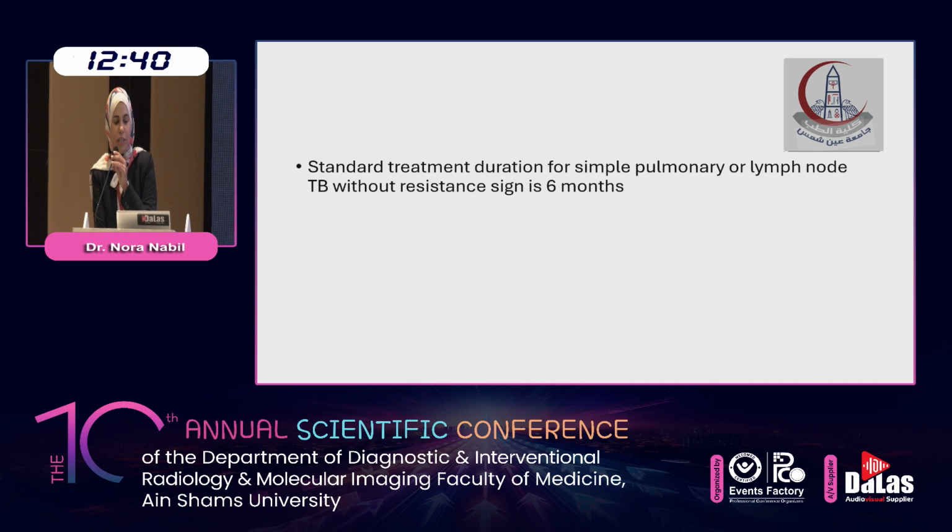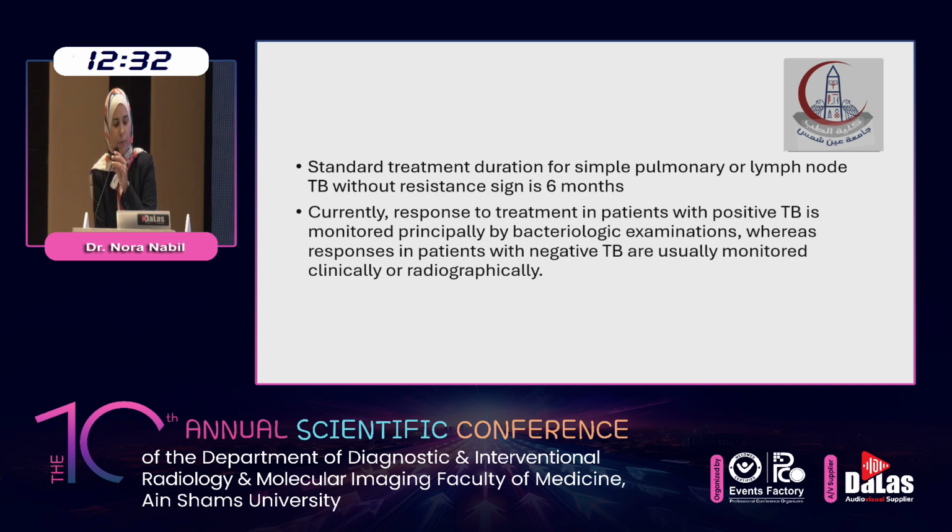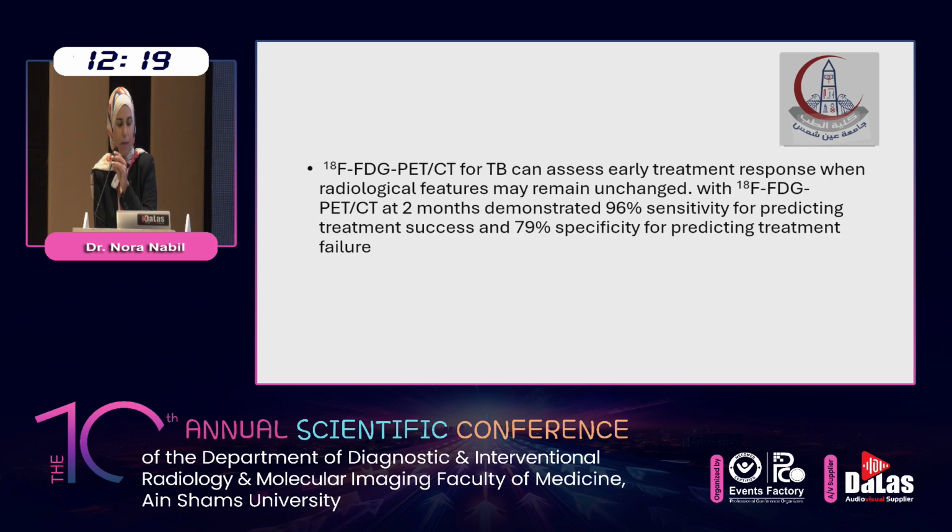Standard treatment duration for simple pulmonary or lymph node TB without resistance is almost 6 months. Currently, response to treatment in patients with positive TB is monitored principally by bacteriological examination, whereas responses in patients with negative TB are usually monitored clinically or radiographically. PET-CT for TB can assess early treatment response when morphological features may remain unchanged, with FDG PET-CT at 2 months demonstrating 96% sensitivity for predicting treatment success and 79% specificity for predicting treatment failure.